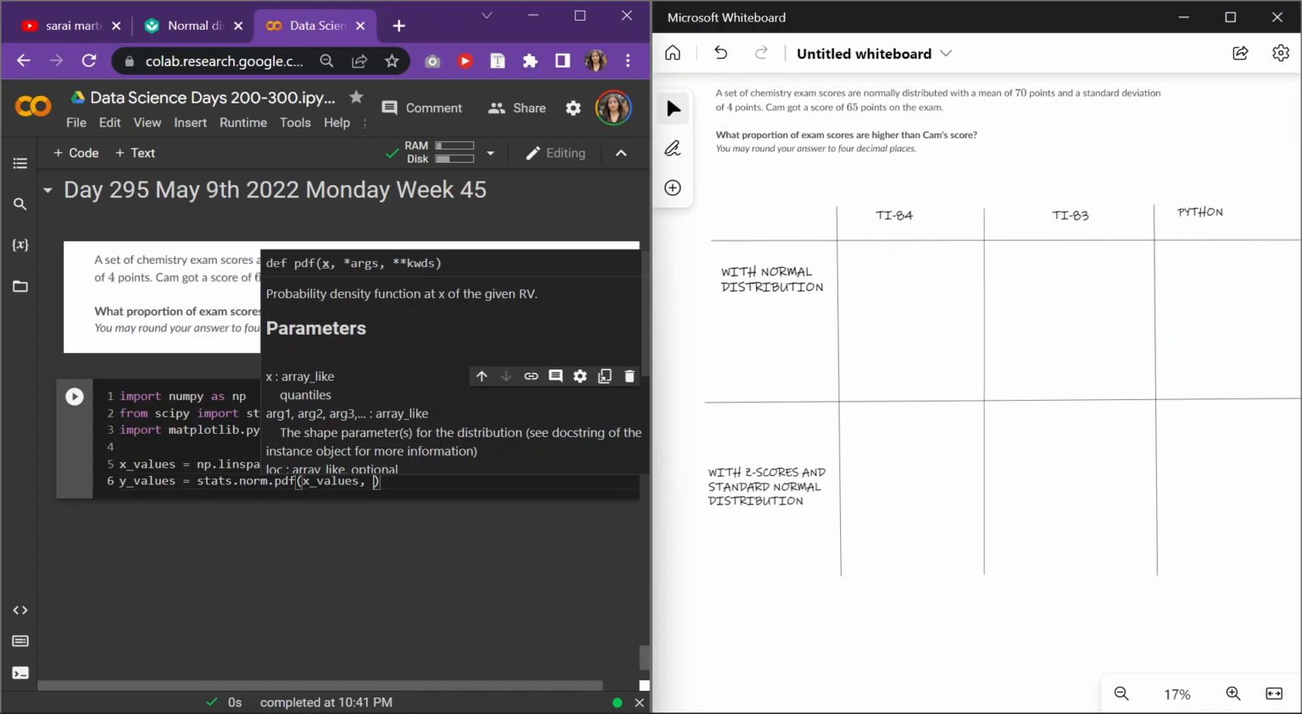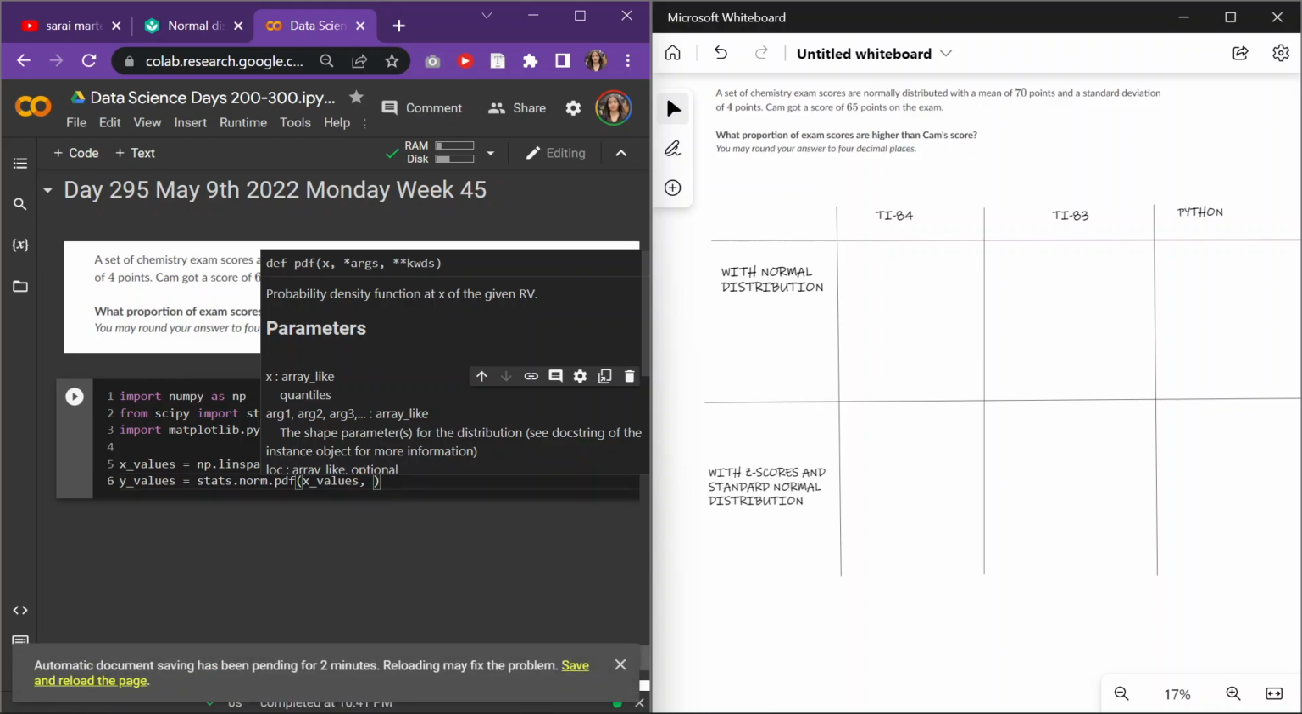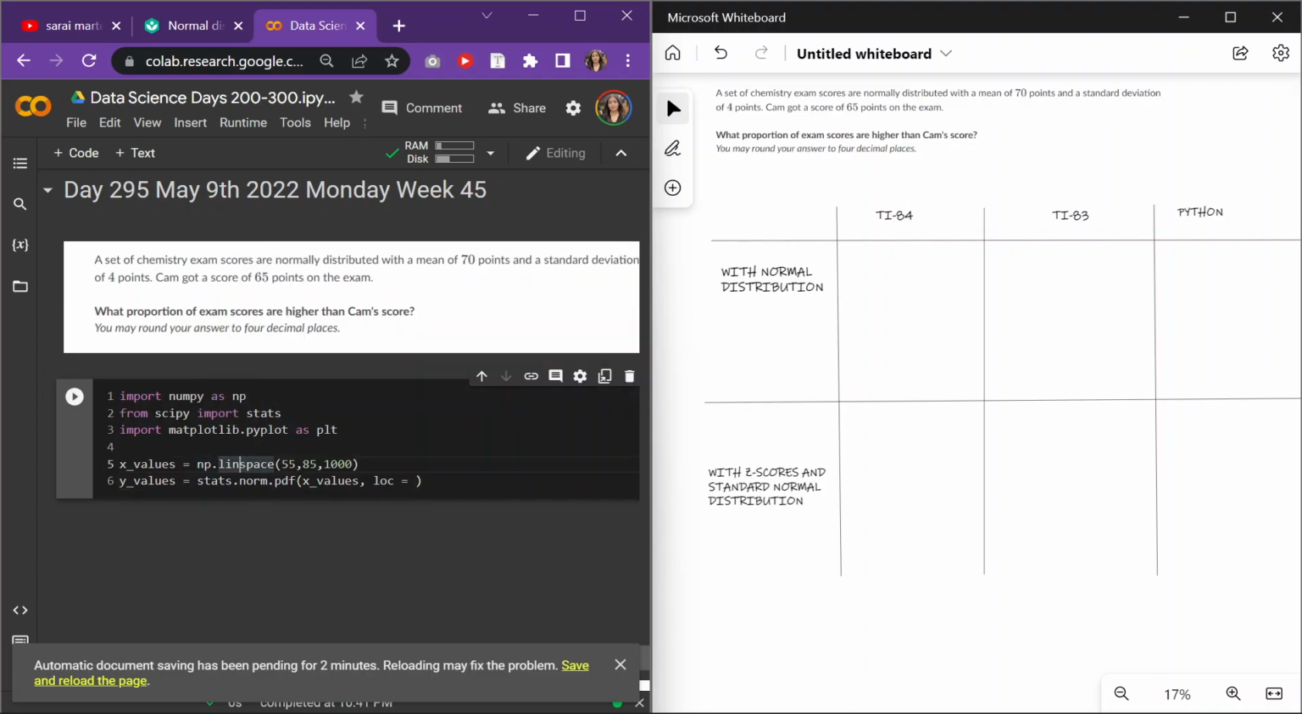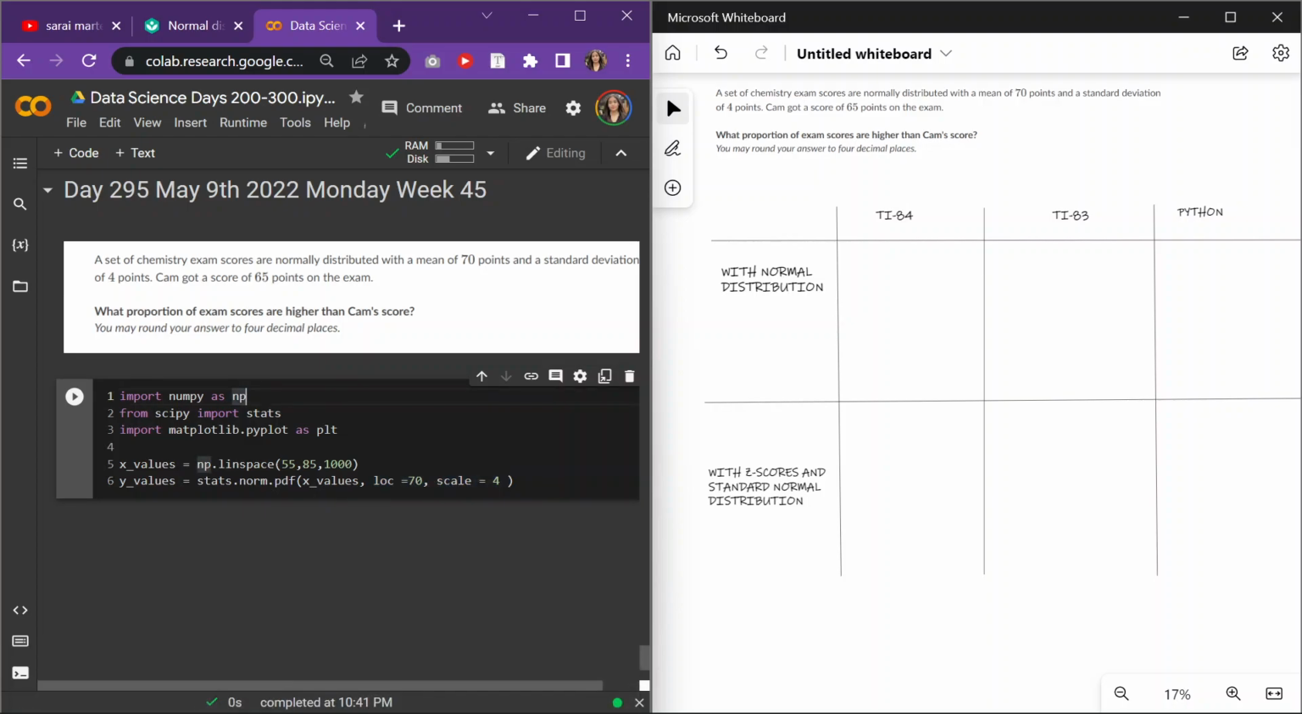PDF stands for probability density function. So we're finding the probability density of all of our x values, and we have to take into account our mean, which for this function is loc. So that's going to be 70, and our standard deviation, which is 4, is scale. If you feel like you're going to forget, just know scale starts with S, so standard deviation must be scale because it starts with S. Then whatever's left is just your mean. Okay, so those are your y values.